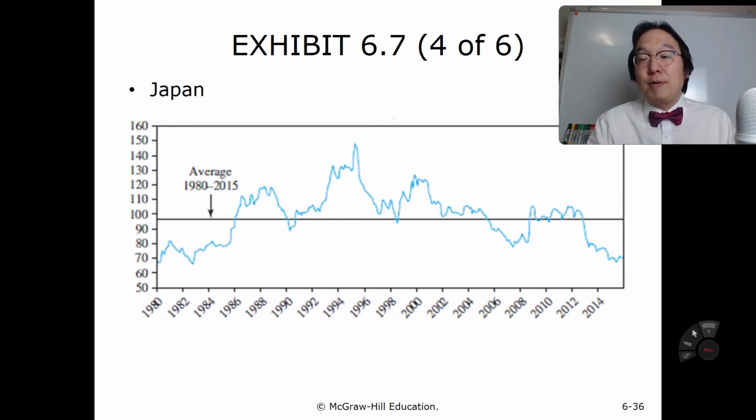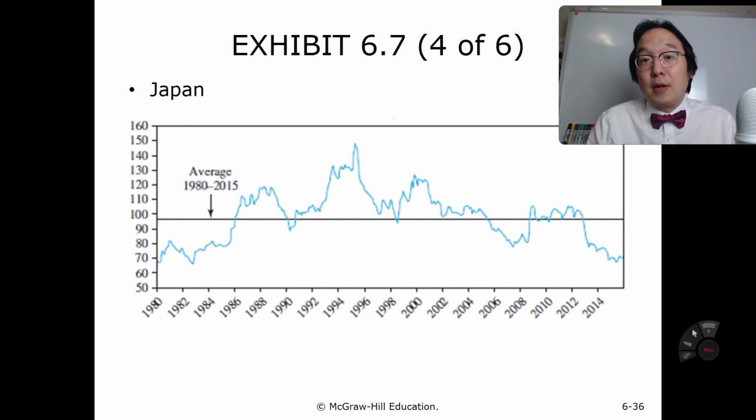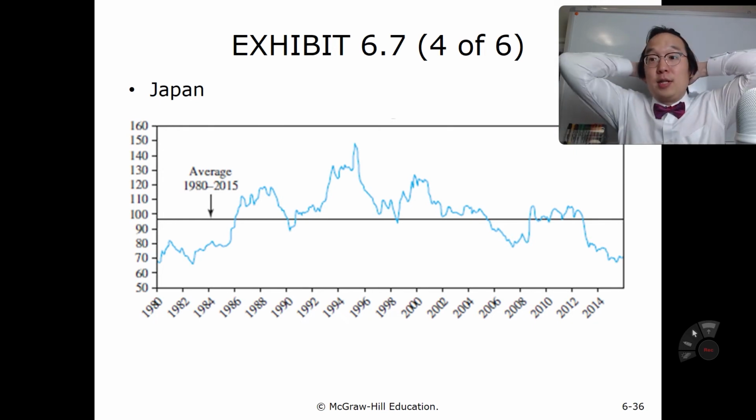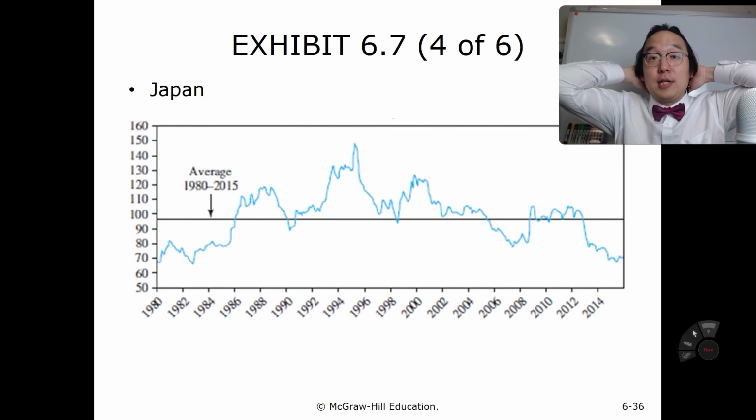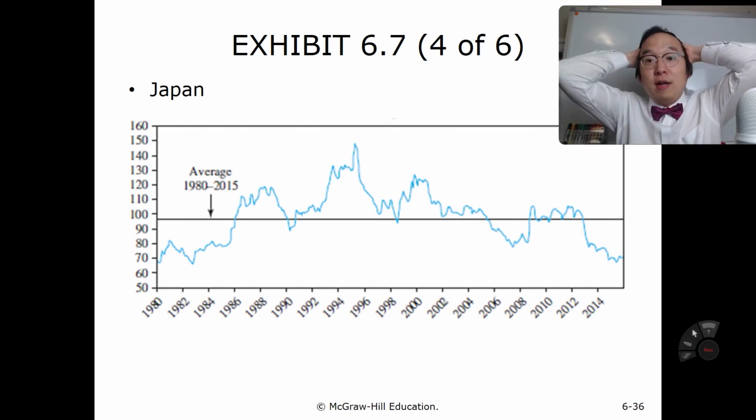But after the Plaza Agreement in the 1980s, they had to accept this appreciation of the Japanese yen. And then in the early 1990s, the value of the Japanese yen was skyrocketing. This is when the Japanese people felt so rich that they purchased the Rockefeller Center of New York, and all the real estate around the world. They felt extremely rich.